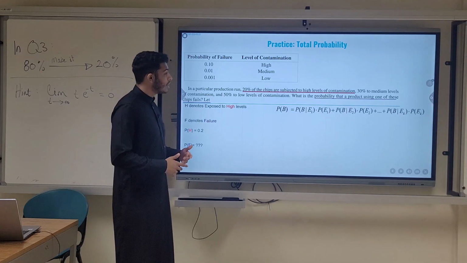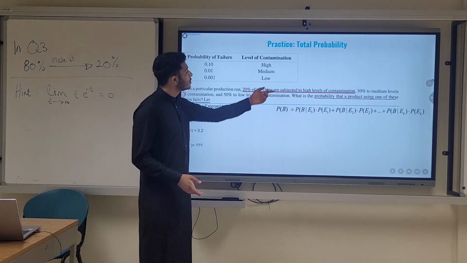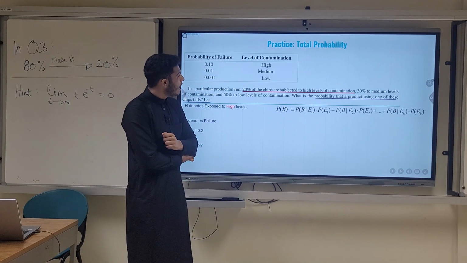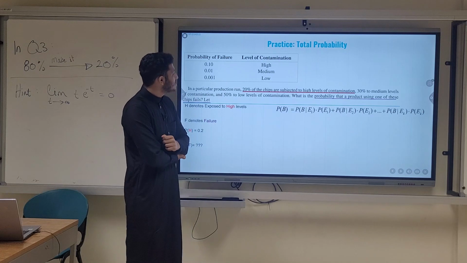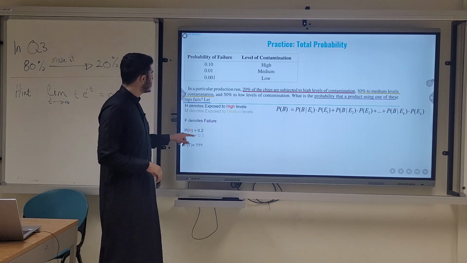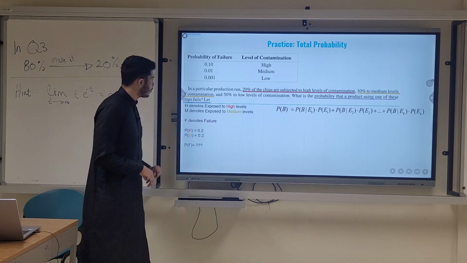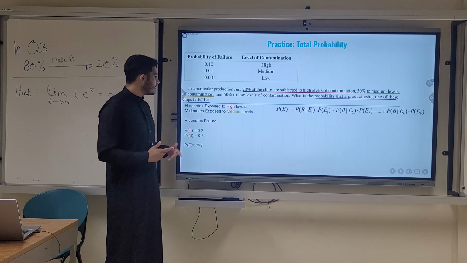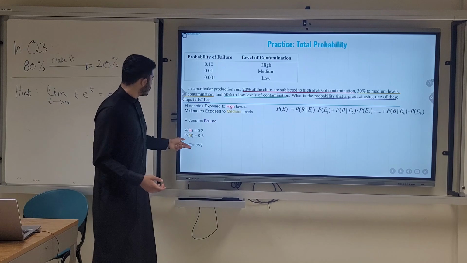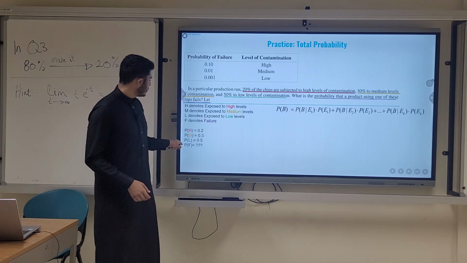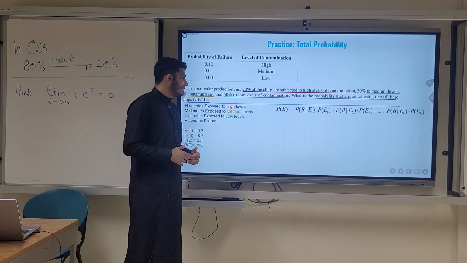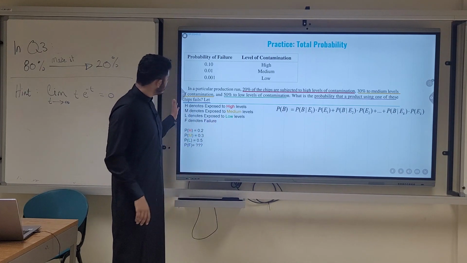Now, let's continue. We have other numbers we can use in this question. So let's go to the other one, 30% subjected to medium levels of contamination. We know for a fact that the proportion of the chips that has a medium level of contamination is 30%. So I'm going to denote it by the letter M, and the probability for it is 0.3. Naturally, the last one is the same exact process, 50% subjected to low levels of contamination. I'm going to denote it by the letter L, and the probability for it is 50% or 0.5. Now, we have finished with the numbers in the question.